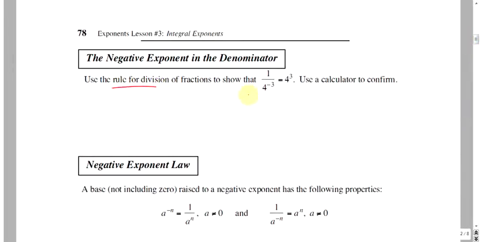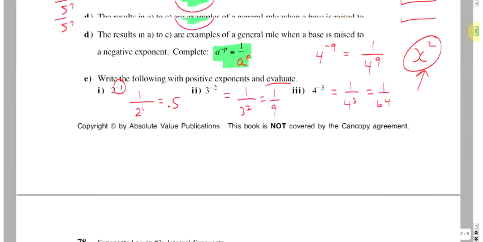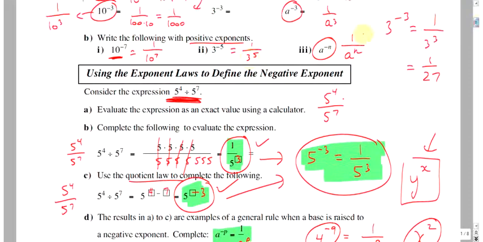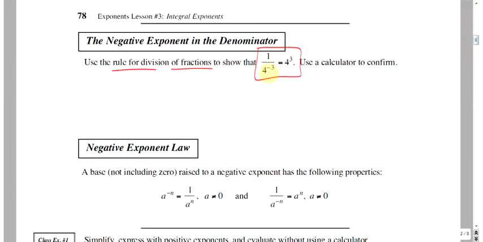Use the rule for division of fractions to show that is that. Is this different than what I've been showing you the last 20 examples or so? It is. Because everything here was a numerator, wasn't it? Right? Numerator, numerator, numerator. Now, where's the negative exponent? It's the denominator, yeah. So it's the same principle, but a little bit different.